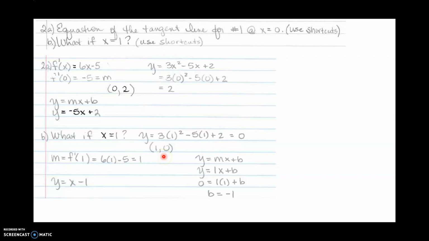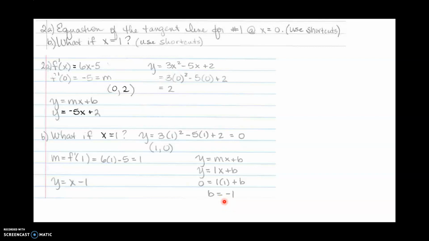That is not my y-intercept, right? That's not my b value. So I'm going to come over here and say if y equals mx plus b, and I know my slope is positive 1, then I'm going to plug in the point 1, 0. So I'm putting 1 in for x and 0 in for y, and that will enable me to find b. So if 1 plus b is equal to 0, subtract 1 from both sides, b is equal to negative 1.